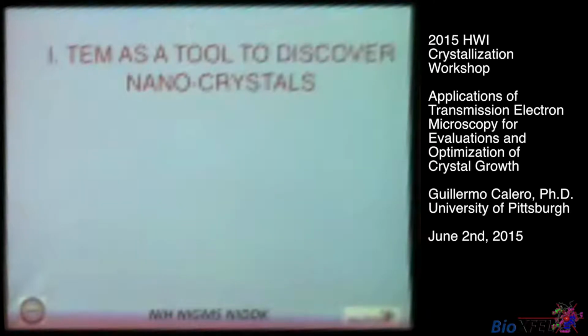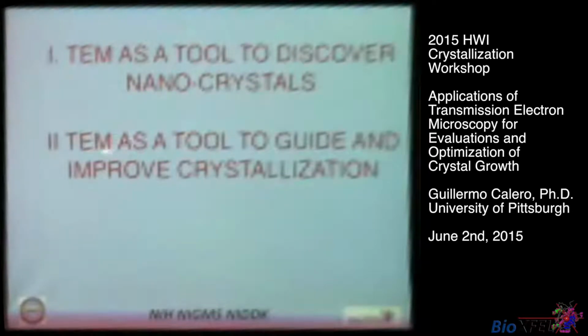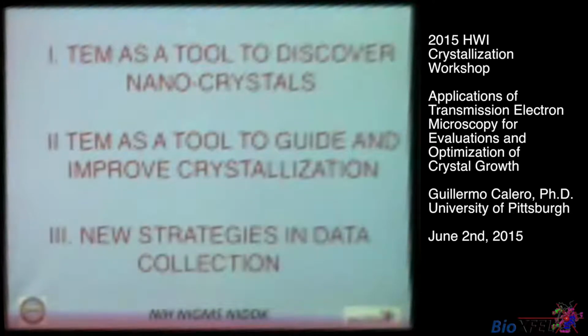So I'm going to divide my talk in three parts. The first one is the use of transmission electron microscopy as a tool to discover nanocrystals. The second is the use of TEM as a tool to guide and improve crystallization. And third, I'm going to talk about new strategies for data collection that we have developed in the lab.